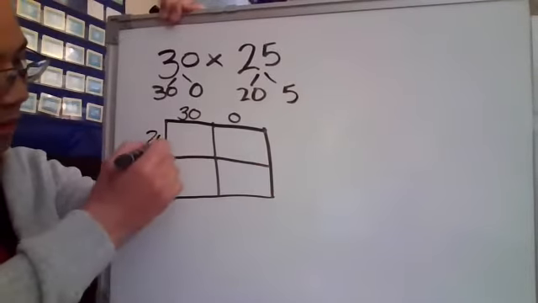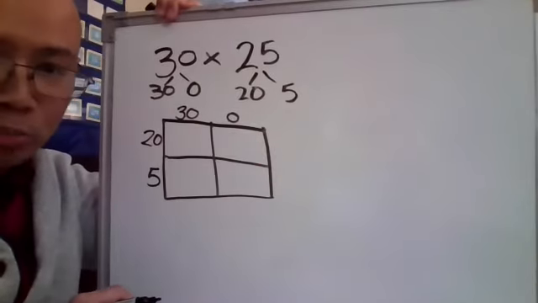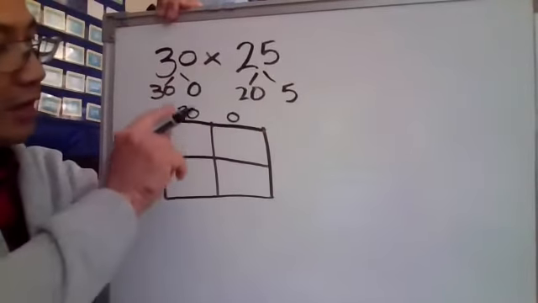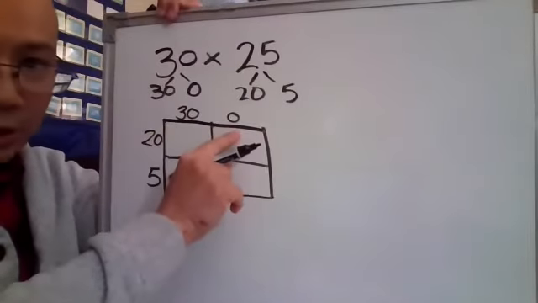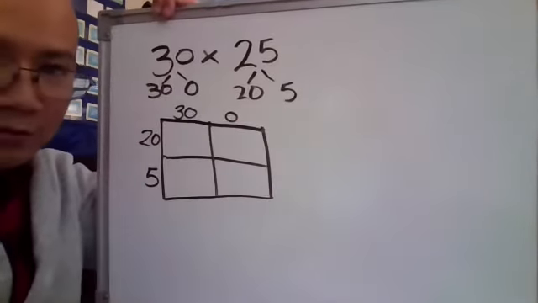Go ahead, put 20 and 5. And double check that you're putting the numbers in the correct spot. 30 times 25 is 30 and 0. And then 25 is 20 and 5.